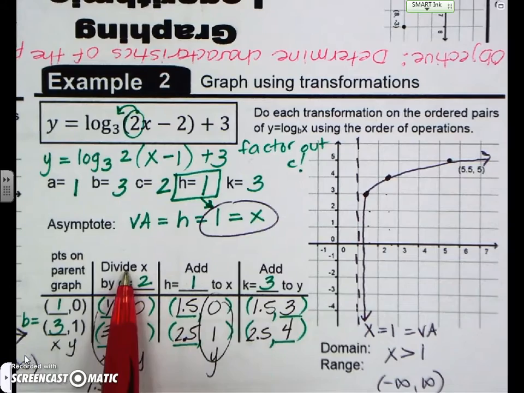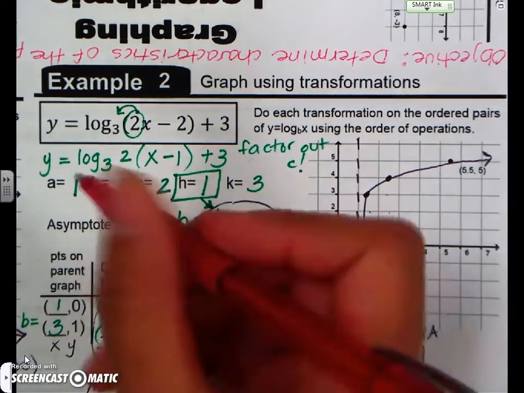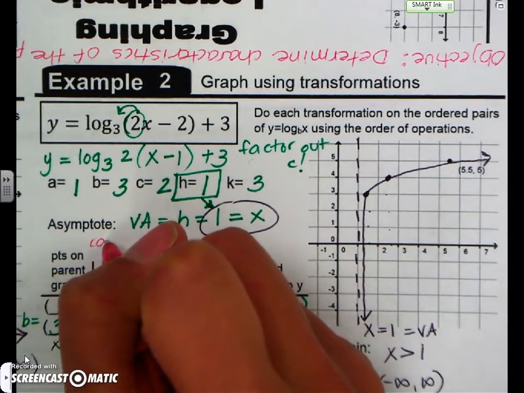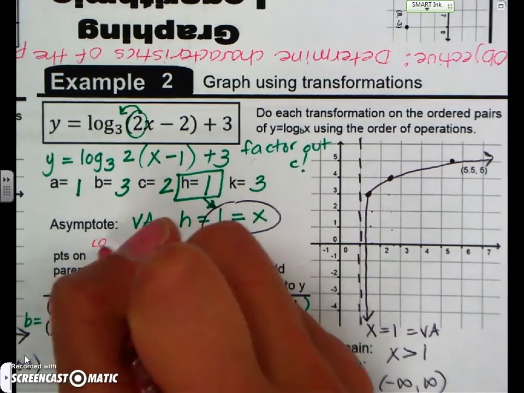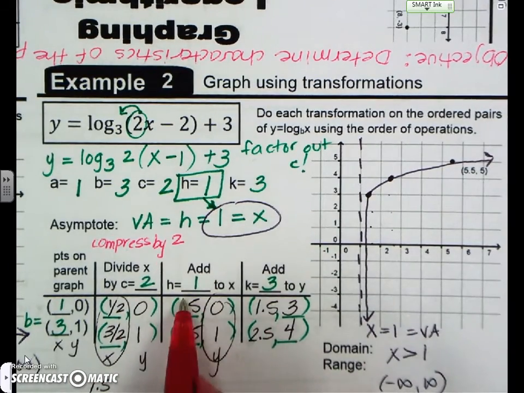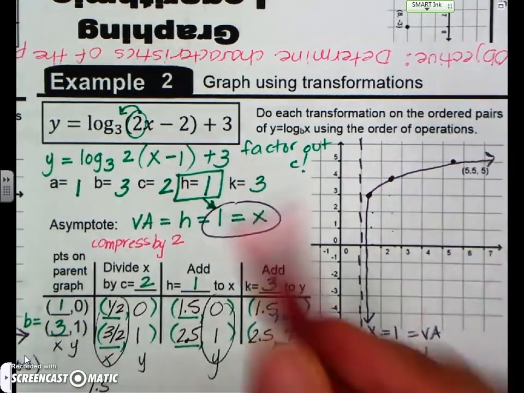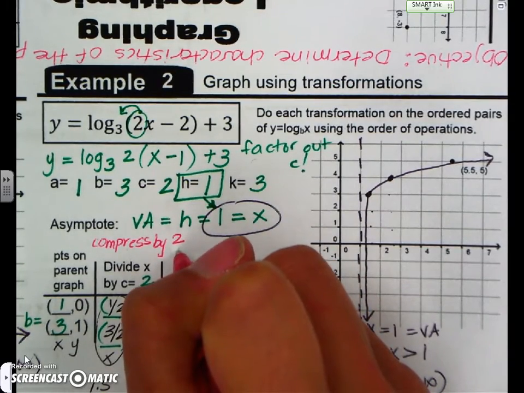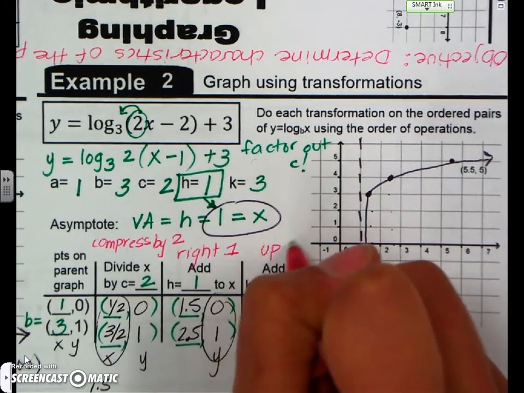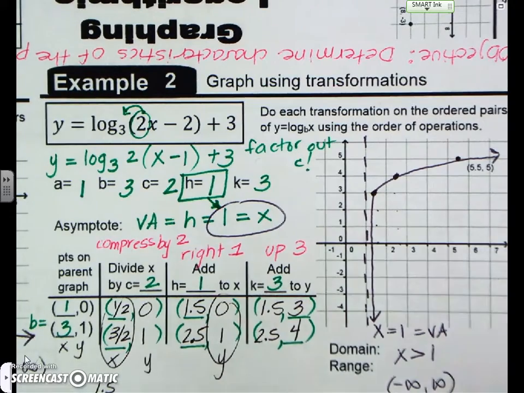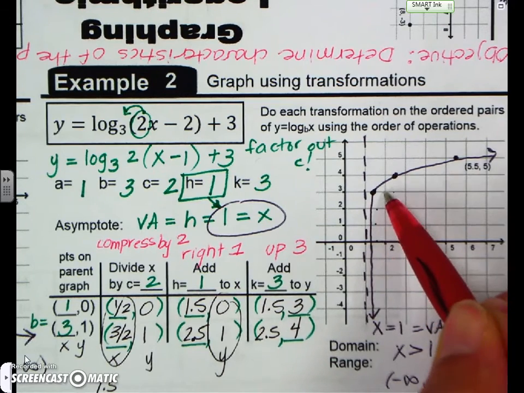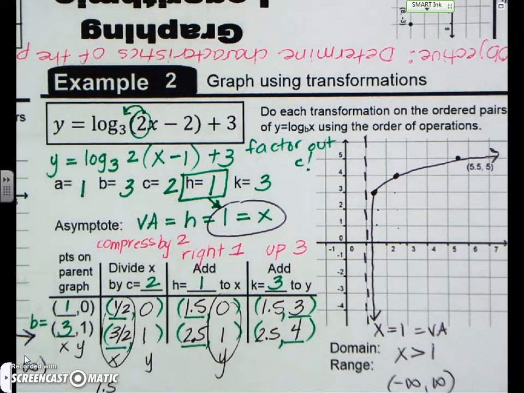It tells me to divide by 2. If you have a 2 in front of the x, you're going to compress. Is it compress? No. I think it's the opposite. Hold on. So you're going to write compress by 2. When it tells you to add 1 to x, if h is 1, you're going to go to the right 1. And then the k is telling you to go up 3. So from your original parent function, your graph went to the right 1, it went up 3, and then it was stretched vertically by 2 units.